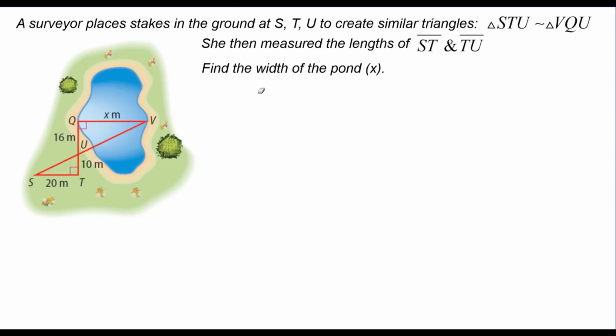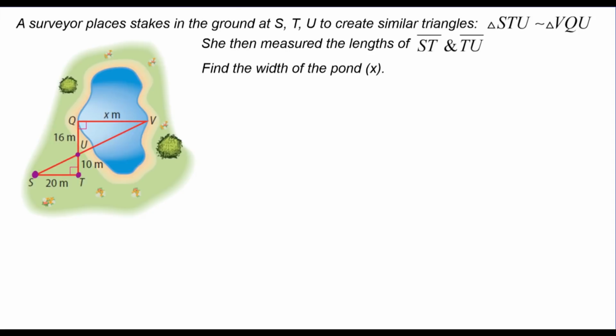A surveyor places stakes in the ground at S, T, and U. So here they put stakes in the ground to create a triangle. And then they created these similar triangles, STU and VQU. And then she measured the lengths of ST and TU because those are on the ground and those are accessible. What she's trying to do is figure out how wide this pond is, and it's difficult to measure that directly. So she created these similar shapes here to help her out. We need to use these similar triangles to find the width of the pond, X.